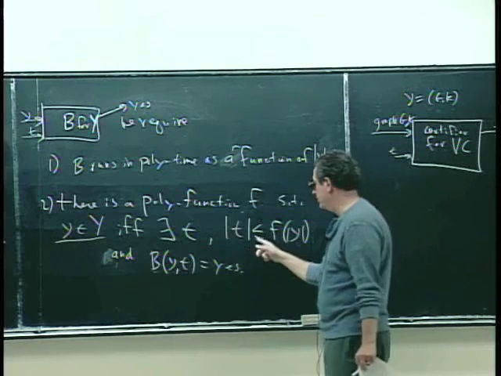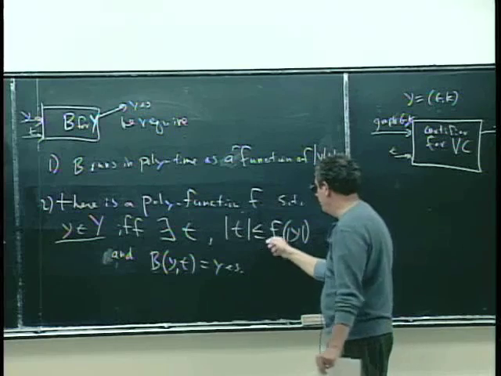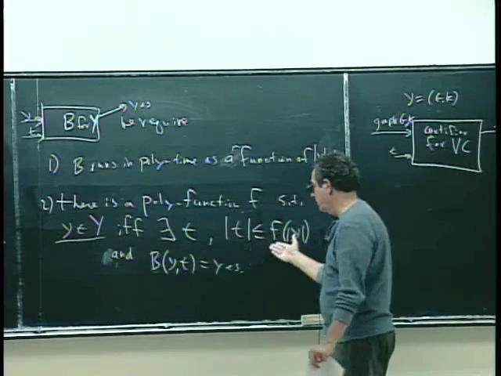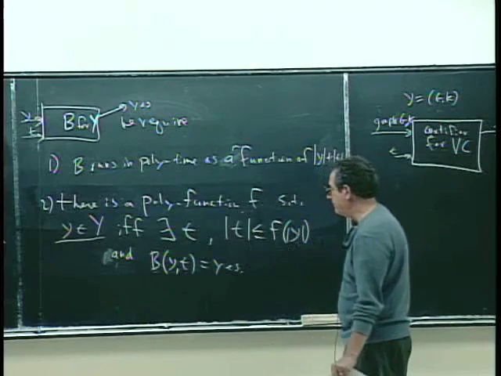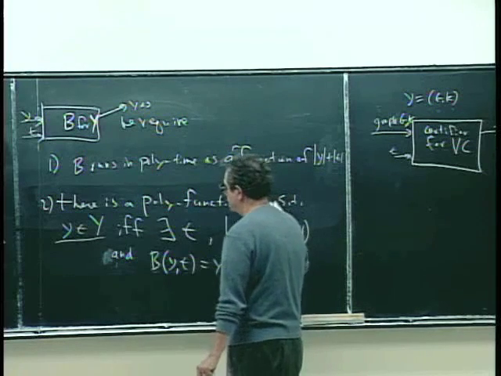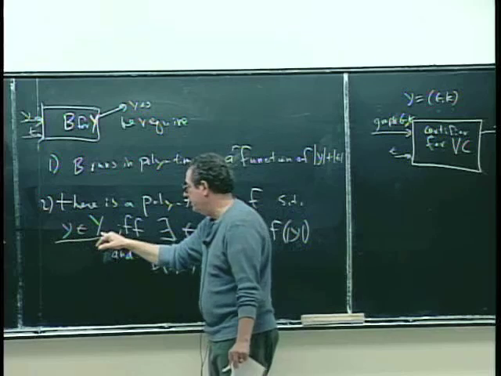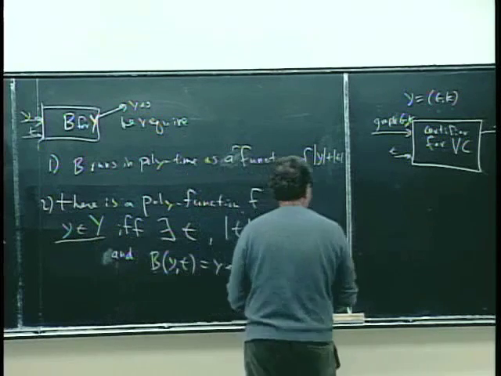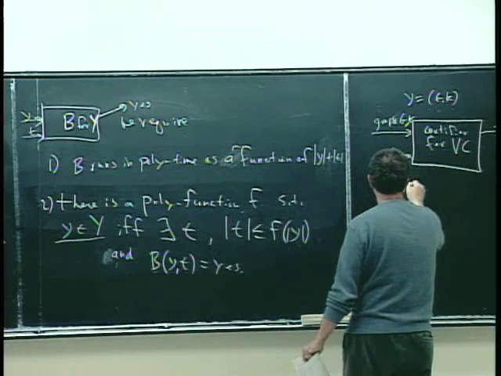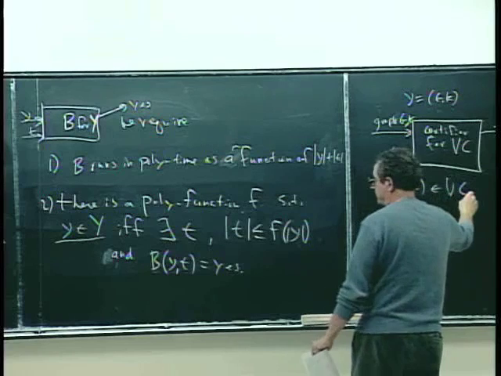A polynomial function is a function of size now, not time. Yes, but there has to be one. Okay, so there has to exist some polynomial function f. So there's a polynomial function f such that the instance y is actually in capital Y. So what does this mean? So G, k is contained in vertex cover.